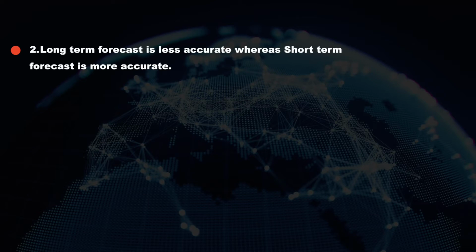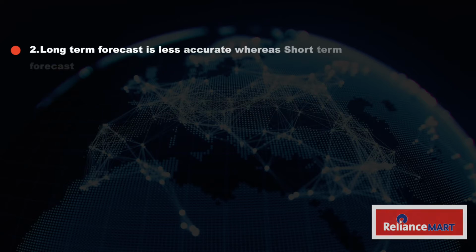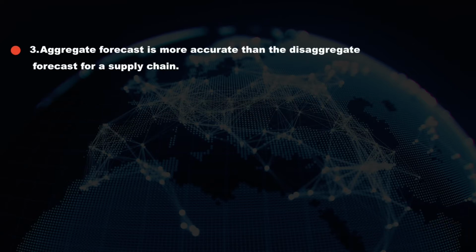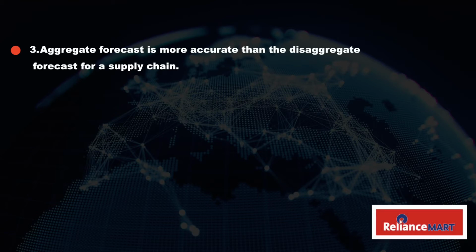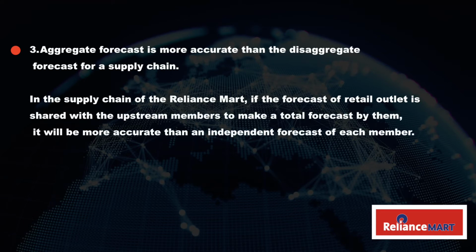Second, the long-term forecast is less accurate when compared to the short-term forecast, which is more accurate. In Reliance Mart, a weekly forecast of demand will be more accurate than a monthly forecast of demand, which may help in improving the efficiency of the supply chain. Third characteristic, an aggregate forecast is more accurate than a disaggregate forecast for a supply chain. For example, in the supply chain of Reliance Mart, if the forecast of the retail outlet is shared with the upstream members and downstream members to make a total forecast by them, it will be more accurate than an independent forecast of each member.